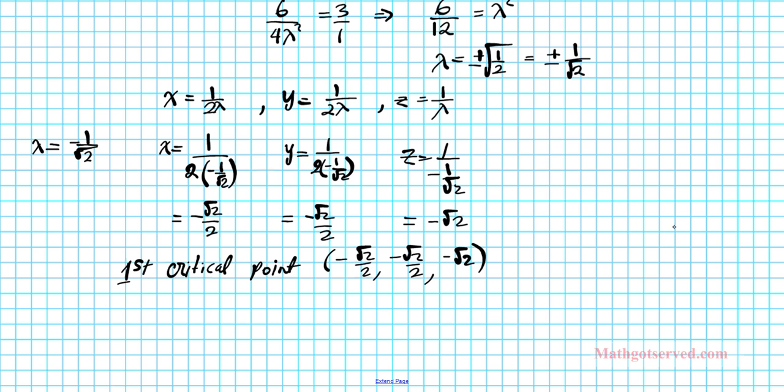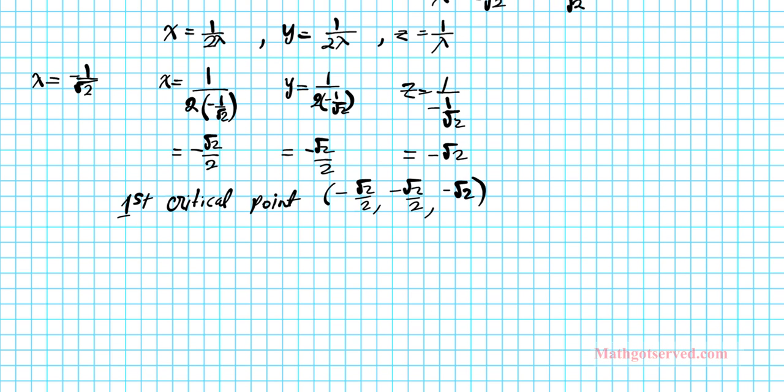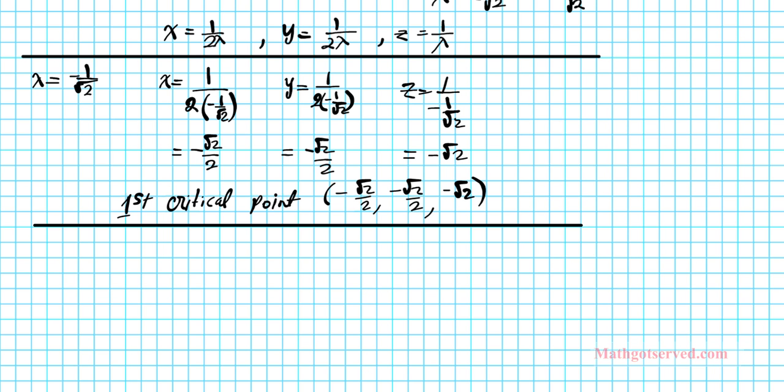All right, the second one we're going to find is when lambda is equal to positive 1 over root 2. So let's go ahead and find that one out. When lambda is equal to 1 over root 2, what do you think is going to happen? All that happens is the signs just change. Okay, same procedure, but the signs change.